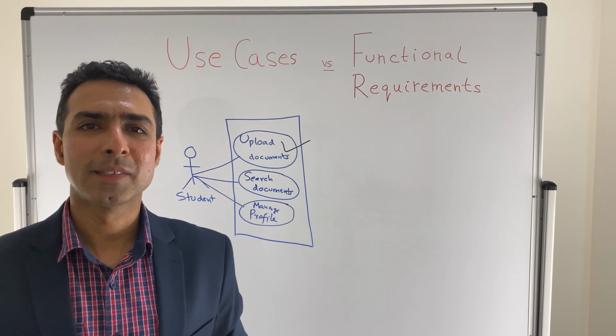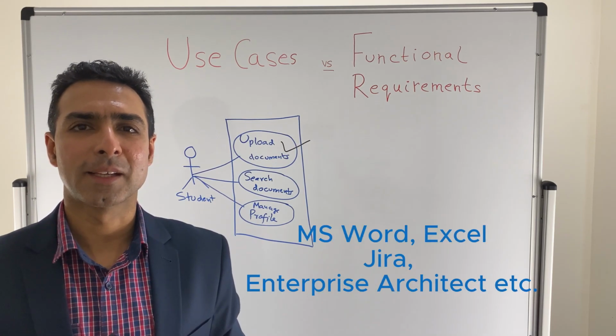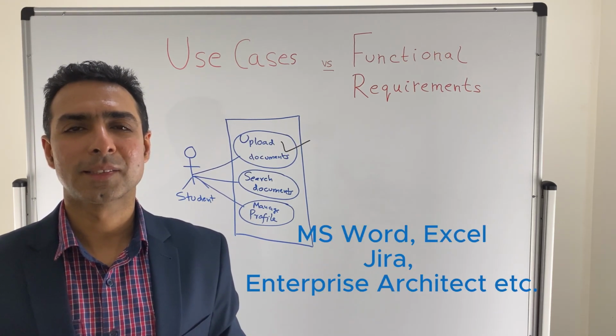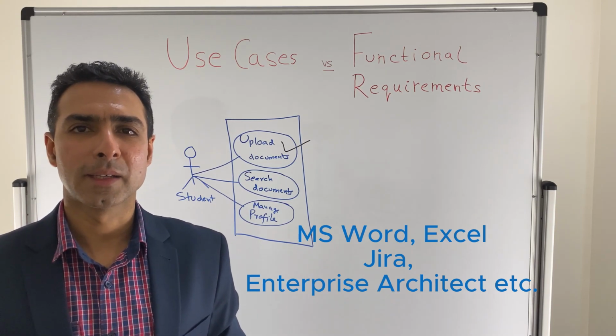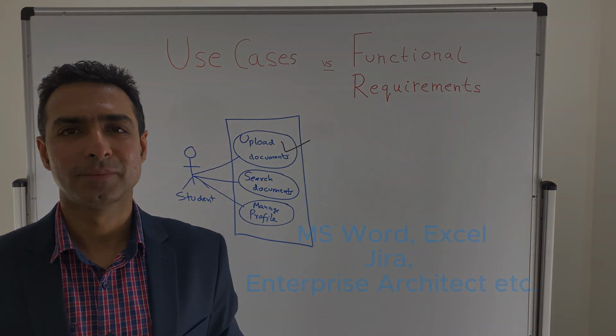You can document functional requirements in applications such as Word and Excel. You could even use tools such as Jira or Enterprise Architect or many other such tools in the market.